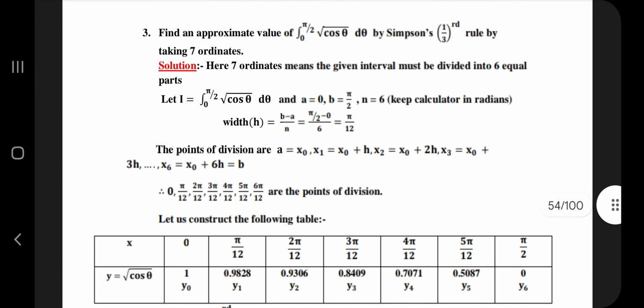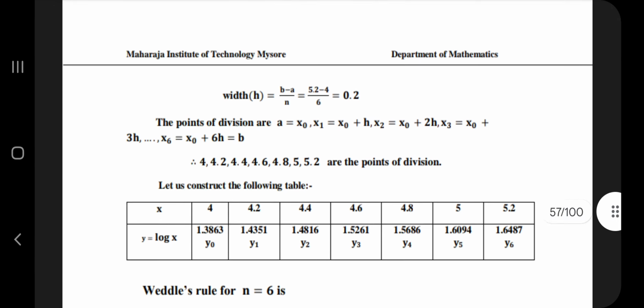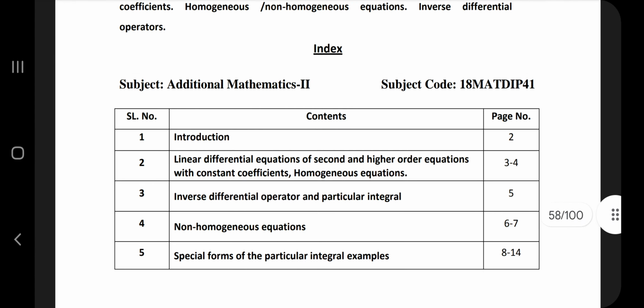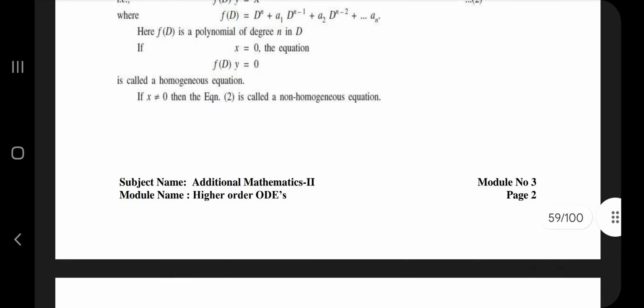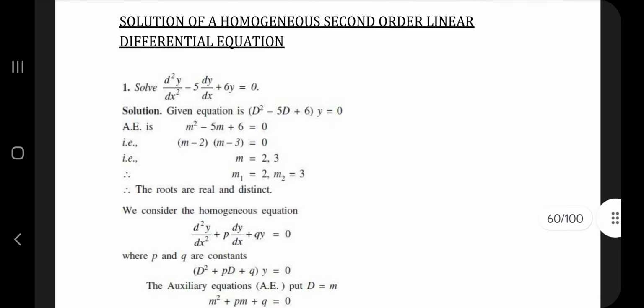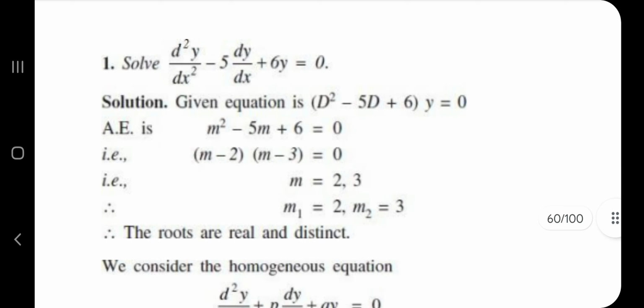So coming to the notes, I have to start from here, page number 58. Some basic information is given here, but I'll jump straight into the question and explain what you are supposed to do.